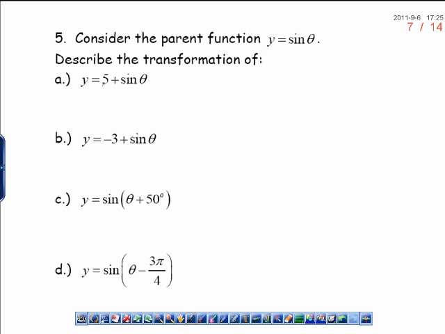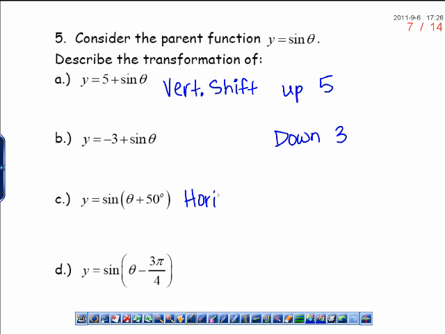If I add 5 to the entire function, that's going to be a vertical shift up 5. I'm going to abbreviate here. What about -3 in place of 5? Right, that's going to be the same thing, vertical shift, but it's going to be down 3 in this case. What about plus 50 degrees? Notice it's on the inside of the parentheses, so we're changing our x value or our theta value. This is going to be a horizontal shift. Which direction?